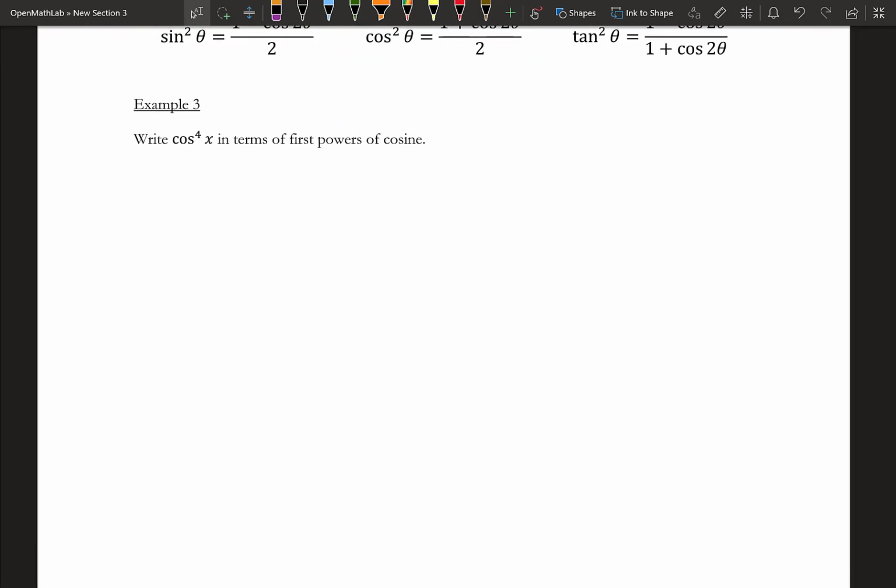Right, so with example 3, we can keep applying this formula in order to reduce power. So example 3 is we want to write cosine to the fourth x in terms of first powers of cosine, right? So cosine of x to the fourth power is the same thing as cosine squared x times cosine squared x, right?